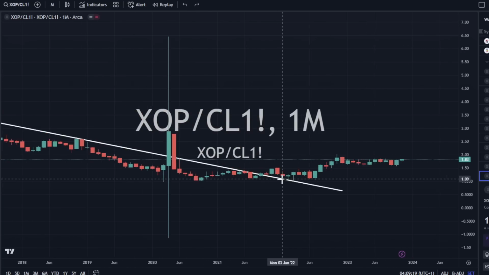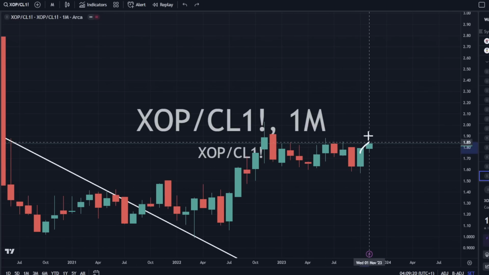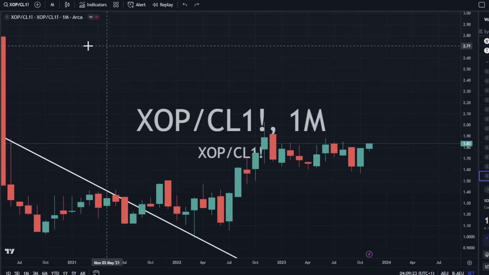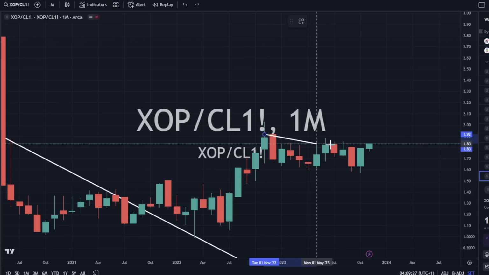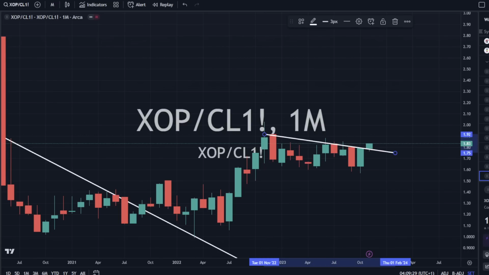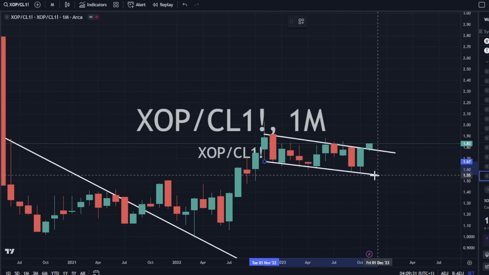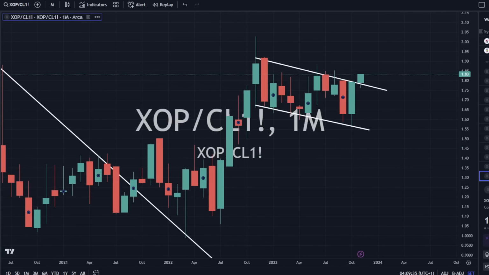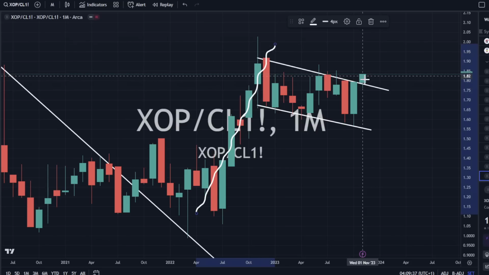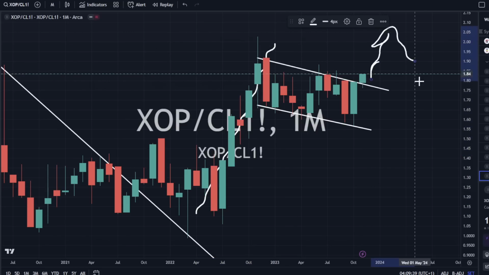And what I think we're going to see is this ratio really start to kick it to the upside, where XOP starts to outperform crude oil. And you can see right here, it's starting to break to the upside with that outperformance. I think this is basically a big flag pattern coming up here. It's a flag pattern that's going to kick to the upside.